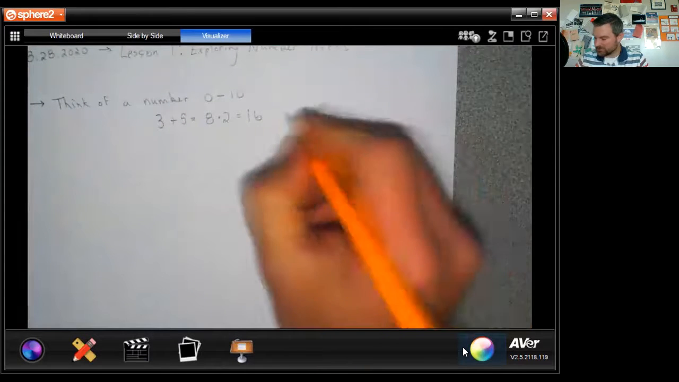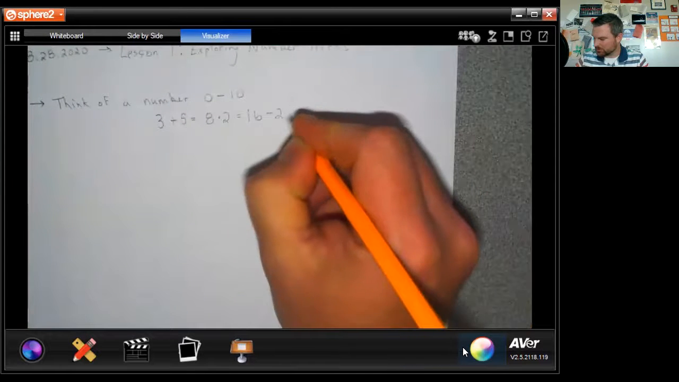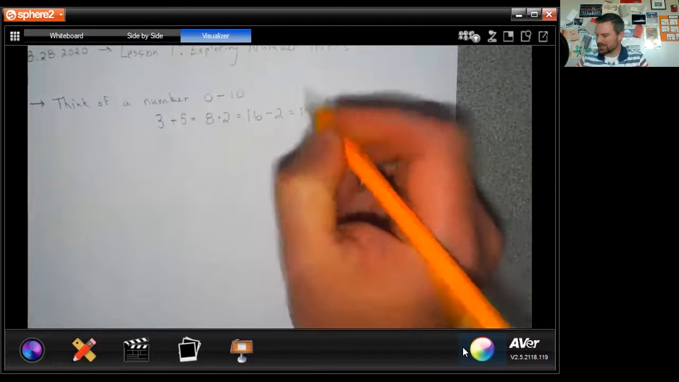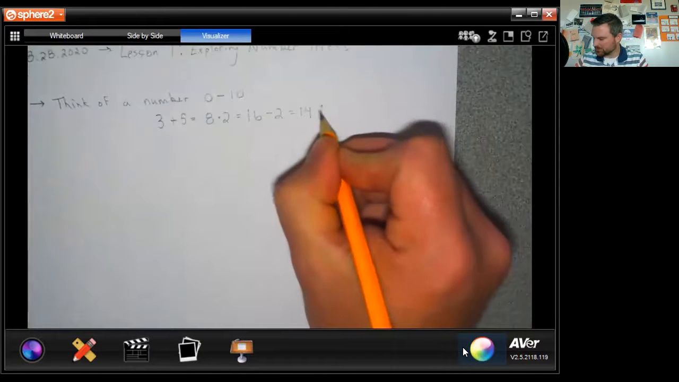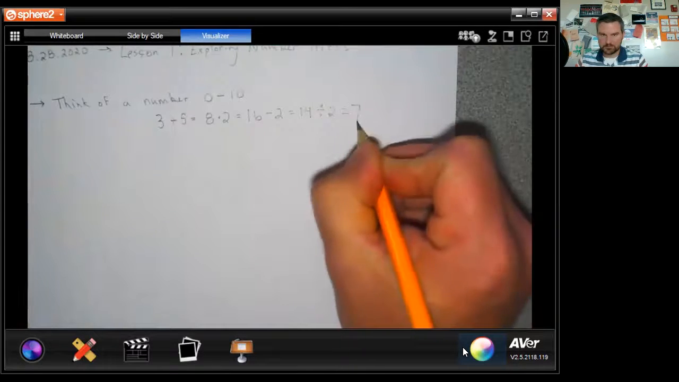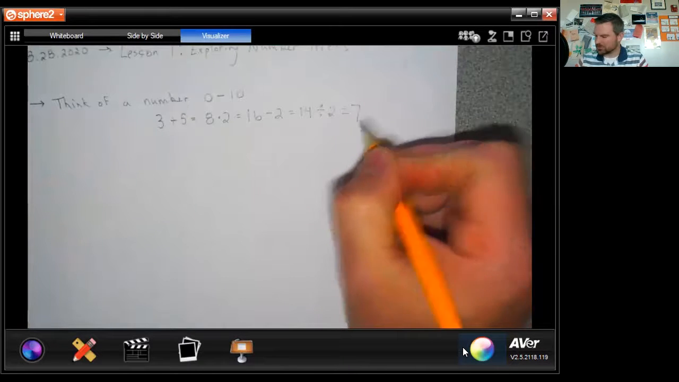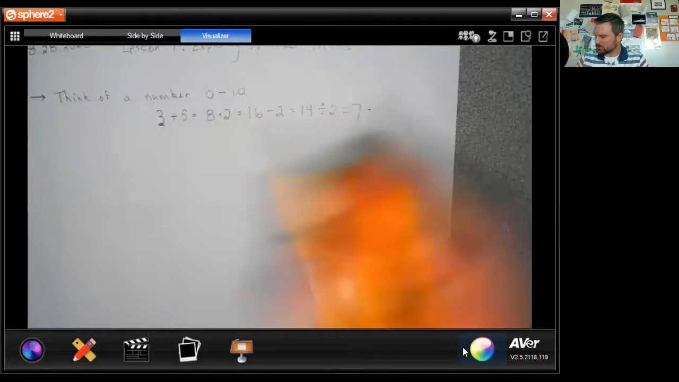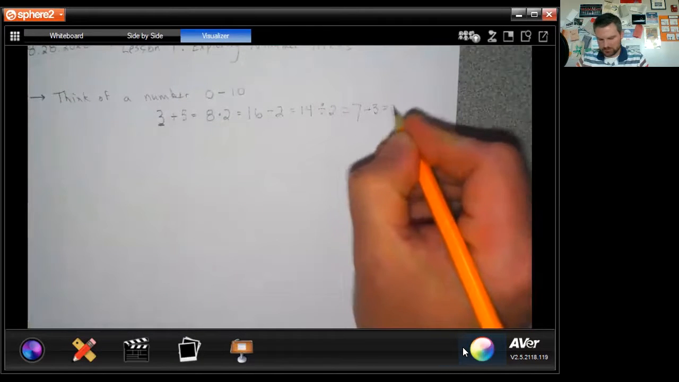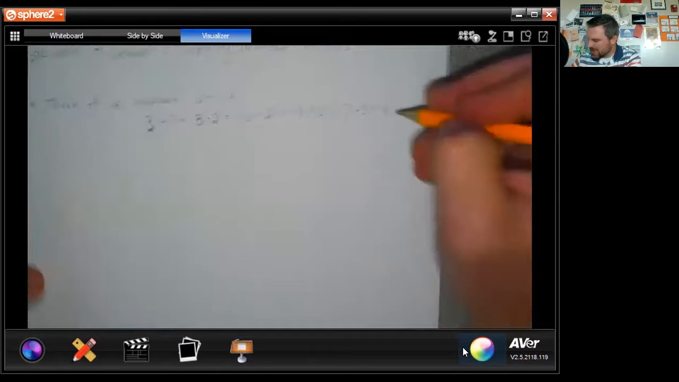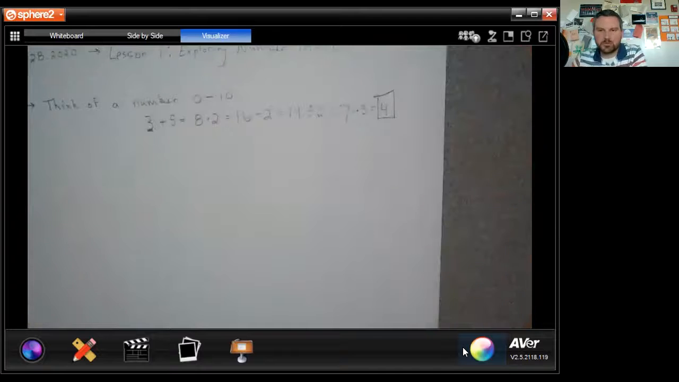And then I said subtract 2. So you get 14. And then I said cut this number in half. So divided by 2, which is 7. And then I said subtract your original number. So my original number was 3. So I'm going to take 7 minus 3, which is 4. Now, my guess is that everybody has 4.